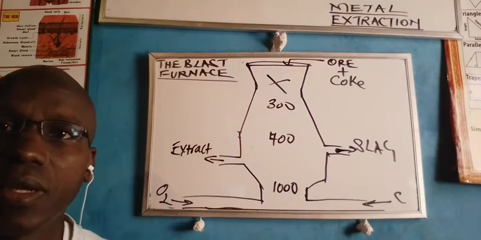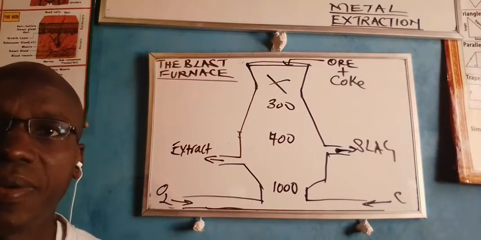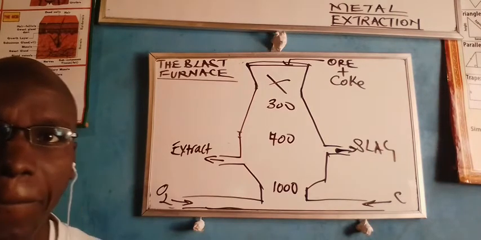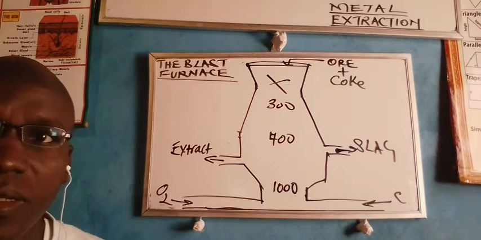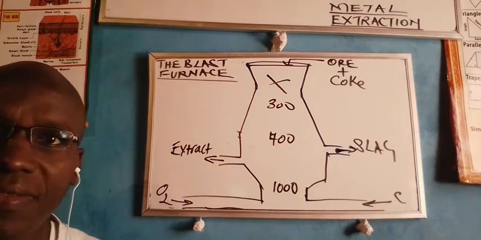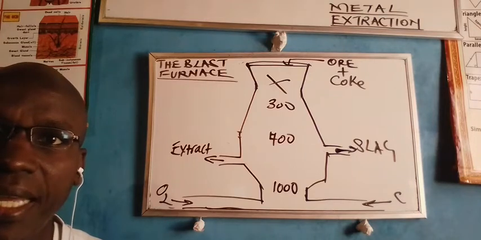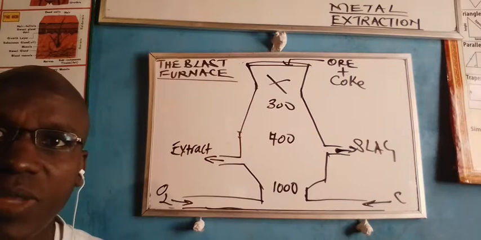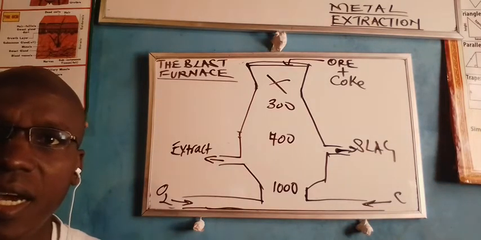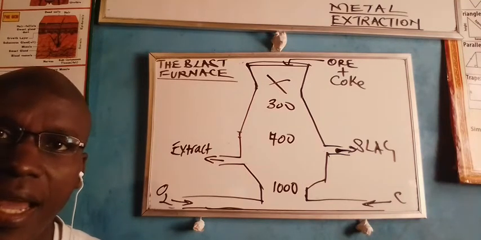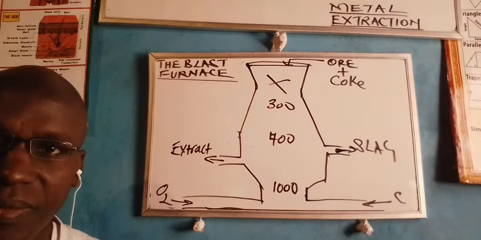Hello. In this session, we are going to describe the reduction method of metal extraction. Welcome. As you can see on the board, what we have there is a blast furnace. A blast furnace is basically a fireplace known as a kiln. The temperatures within the blast furnace are normally very high, from 1600 to 2000 and above degrees Celsius.